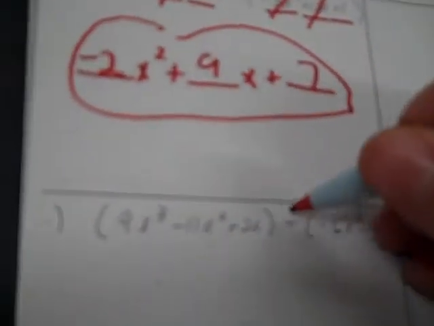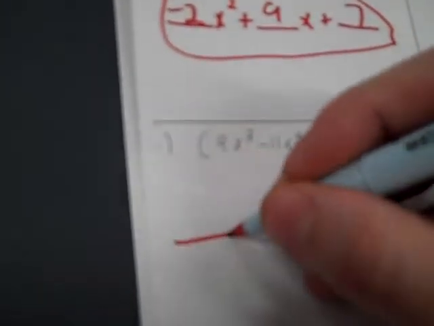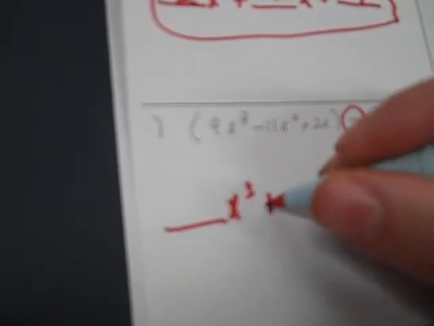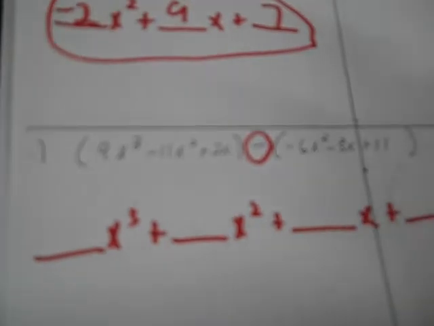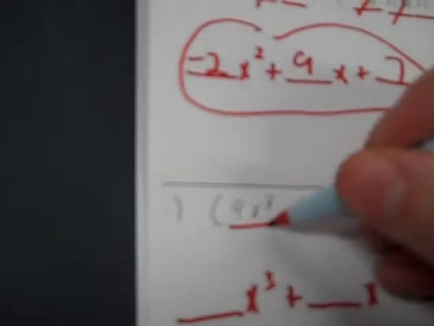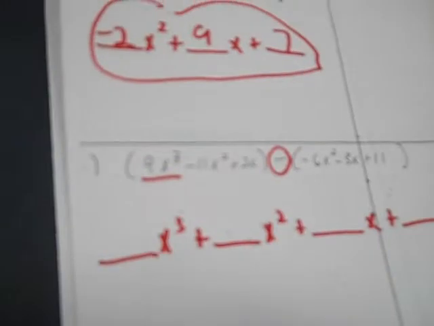Okay, my next one, I have a subtraction operation, so no rainbows. My highest power in the whole problem is x to the third. So blank x to the third plus blank x to the second plus blank x plus blank. So for x to the power of 3, we have 9. And I don't have anything here for x to the third, so it's 9 minus 0, which is 9.